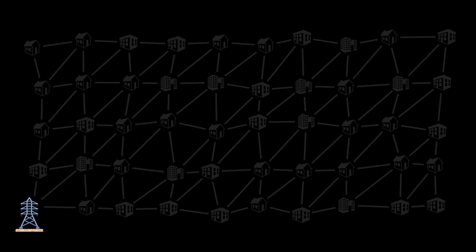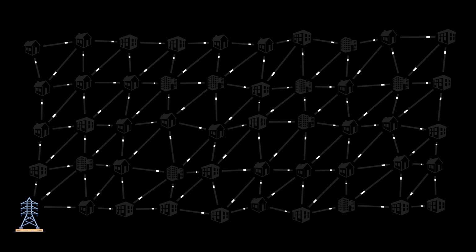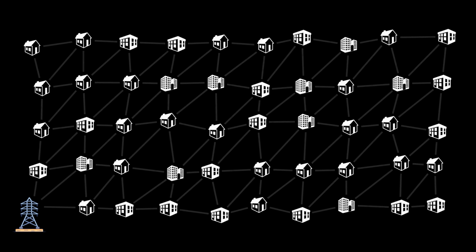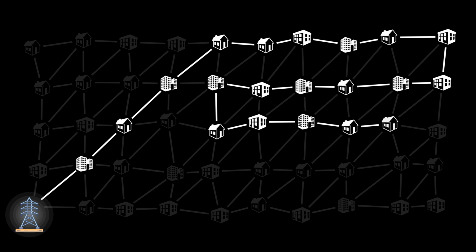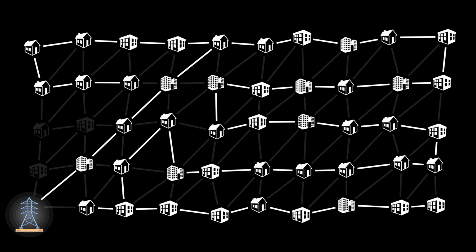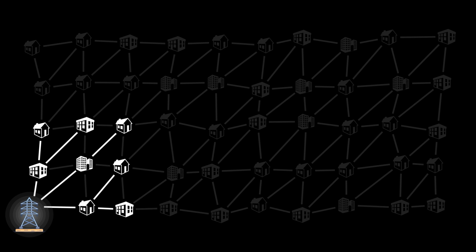Imagine you are given the task of distributing wires in the following village so that every house has access to electricity. One obvious way to solve this problem is to apply graph traversal algorithms like DFS or BFS to the input graph.